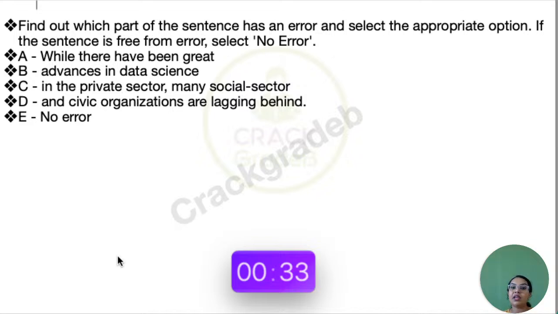So when you tell me the error, please mention the correction as well. Let me see if you are just guessing what is wrong with the sentence or you actually know what exactly is wrong with the sentence.